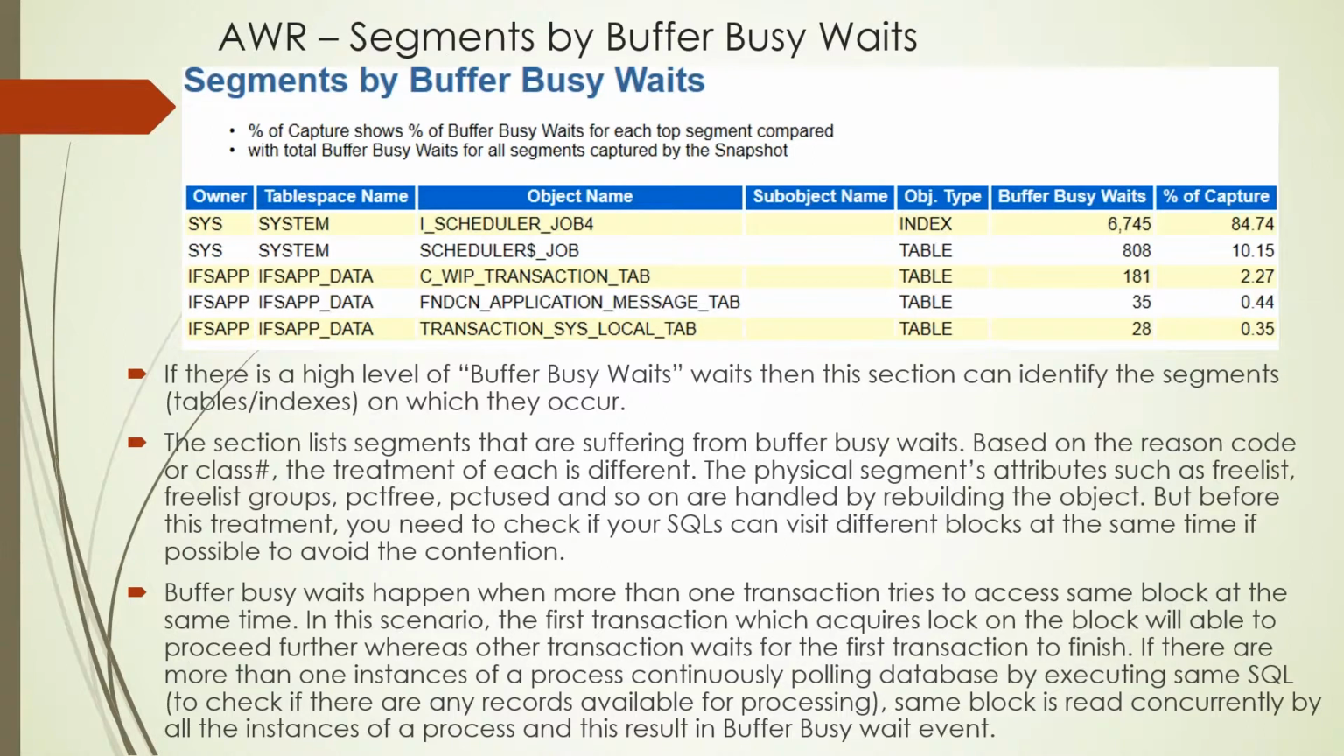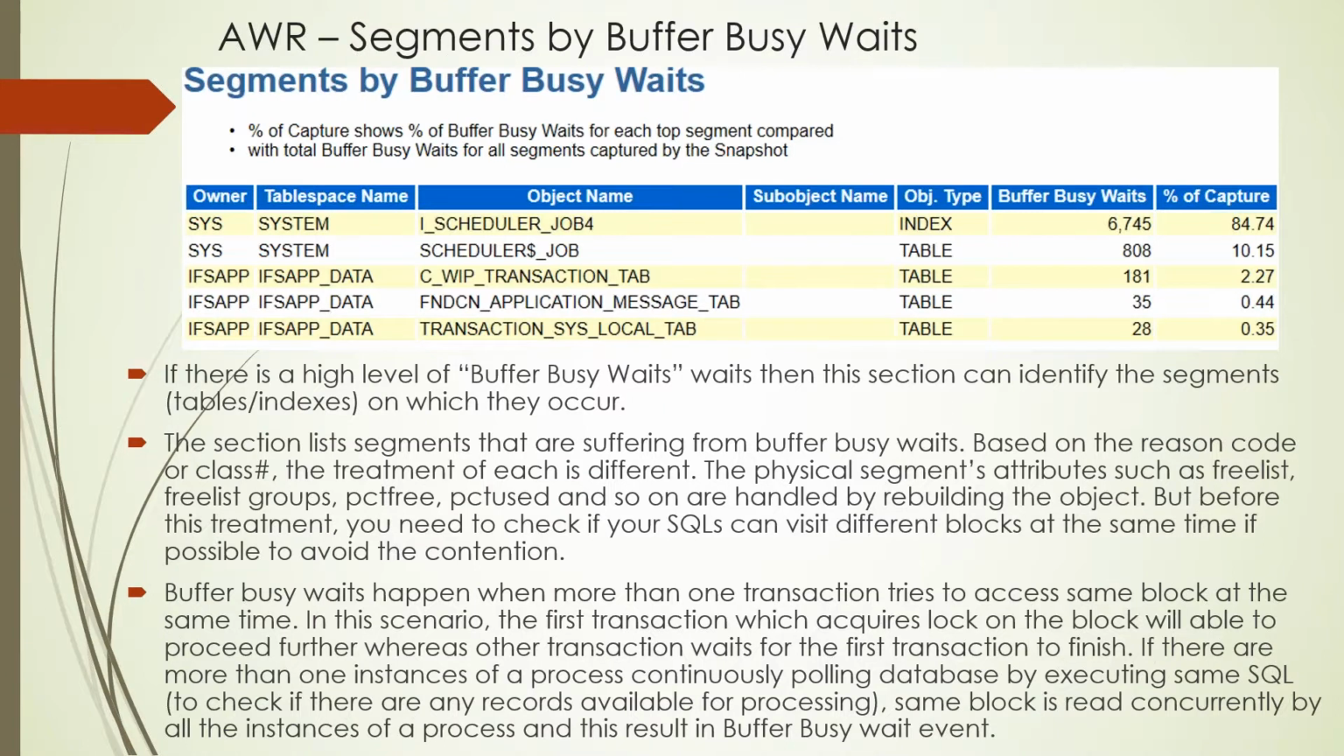So this is what happens: transactions are trying at the same time. In this scenario, the first transaction which acquires the lock on the block will be able to proceed further, whereas the second transaction will have to wait. If there is more than one instance of a process continuously polling the database by executing the same SQL, the same block is read concurrently by all the instances of the process, and this results in buffer busy waits.